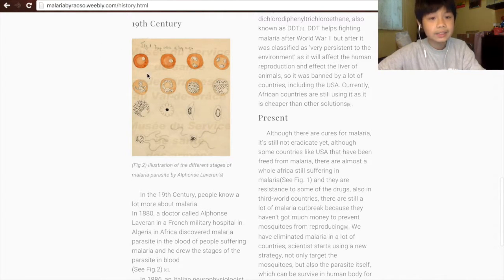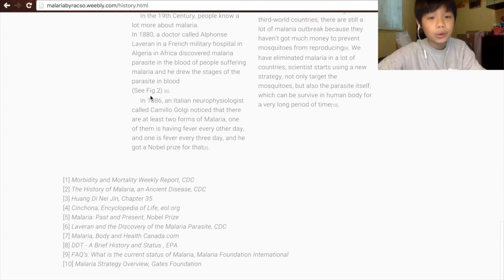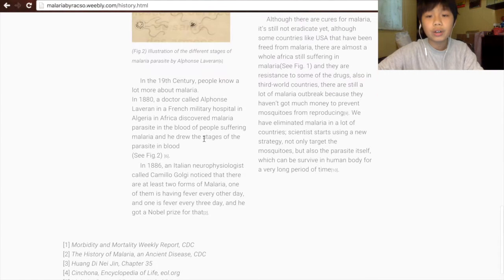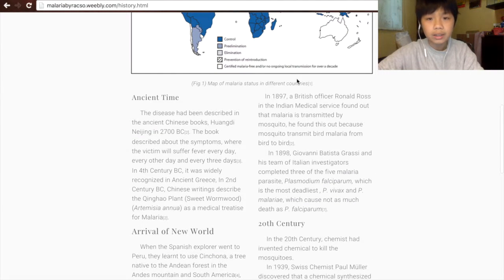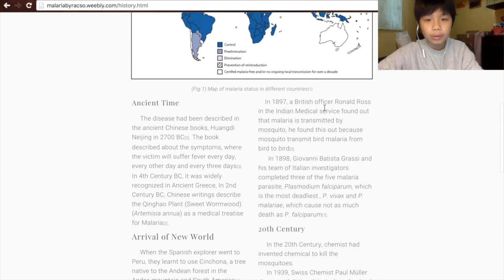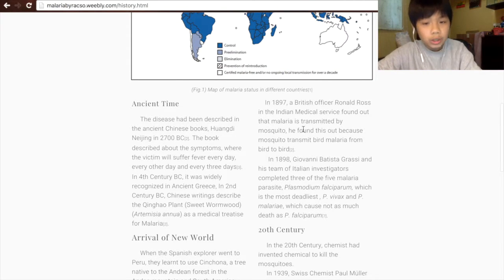In 1886, an Italian called Camillo Golgi noticed that there are at least 2 forms of malaria that affect humans. One of them causes fever every other day, and one causes fever every 3 days. In 1897, a British officer called Ronald Ross in the Indian Medical Service found out that malaria is transmitted by mosquitoes, because he found that mosquitoes also transmit bird malaria from bird to bird.